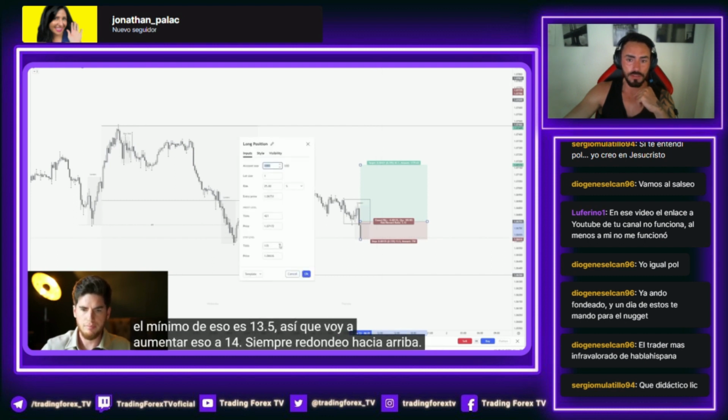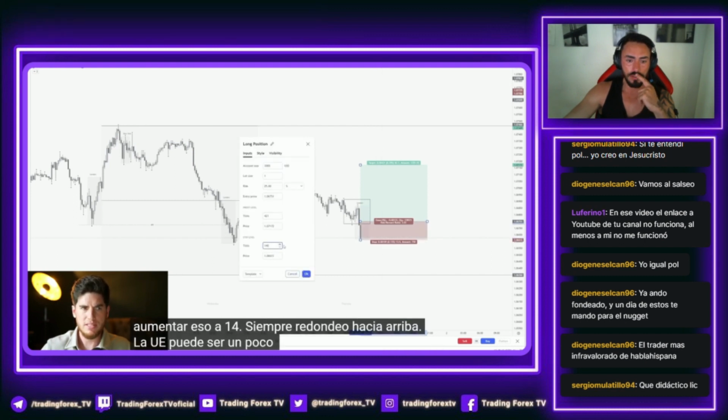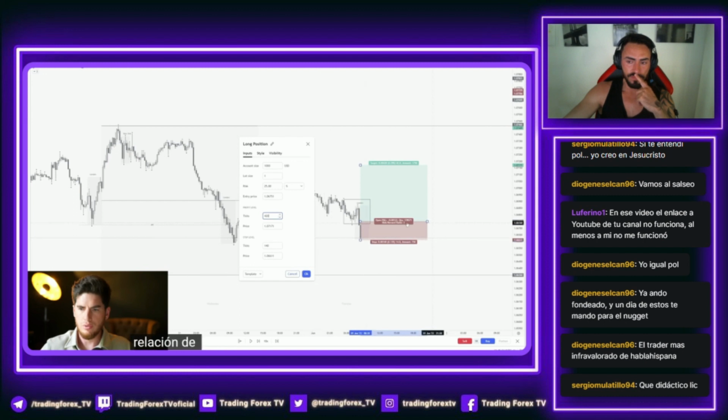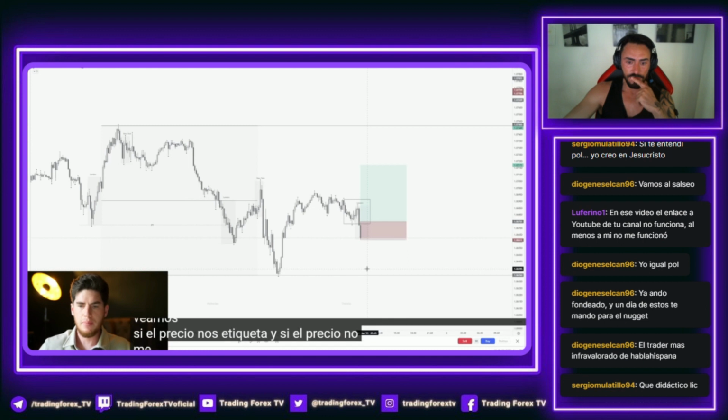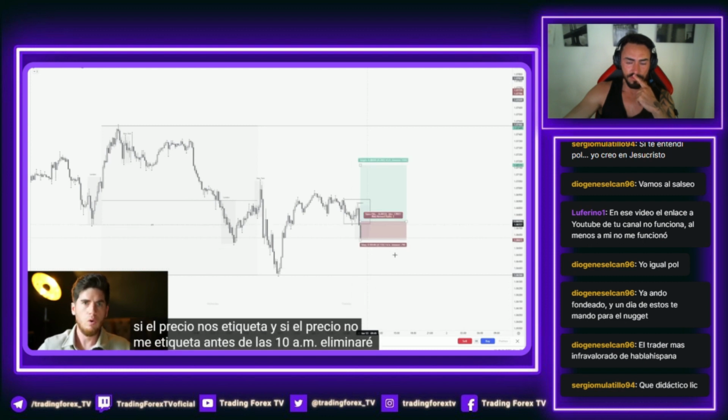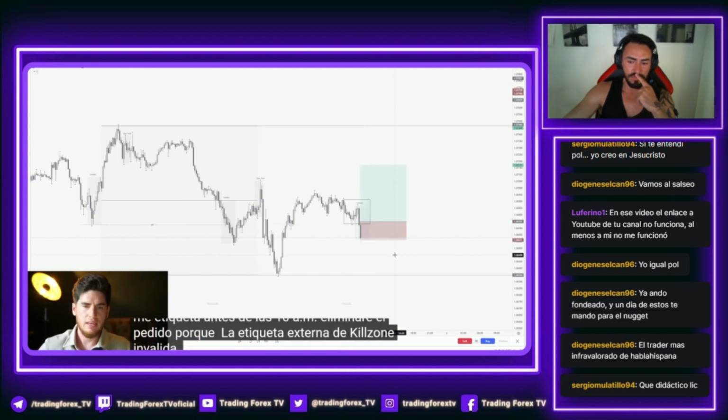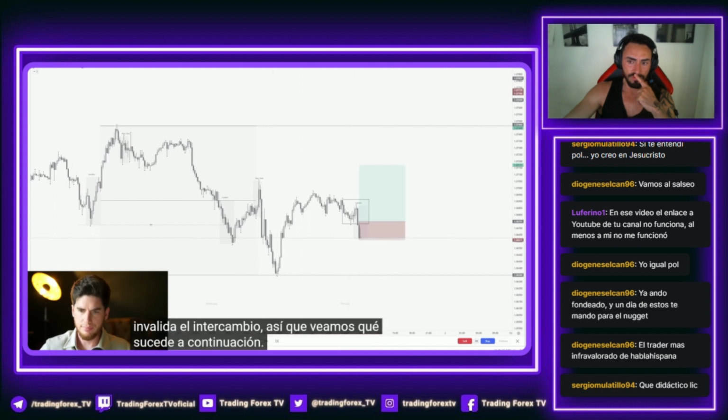I always round up. EU can be a little bit tighter. If this was GU, I'd be going 15, 16 pips. And we've got a 3-to-1 risk to reward ratio again. Now let's see if price tags us in. And if price doesn't tag me in before 10 a.m., I'll remove the order because outside kill zone tag invalidates the trade. So let's see what happens next.